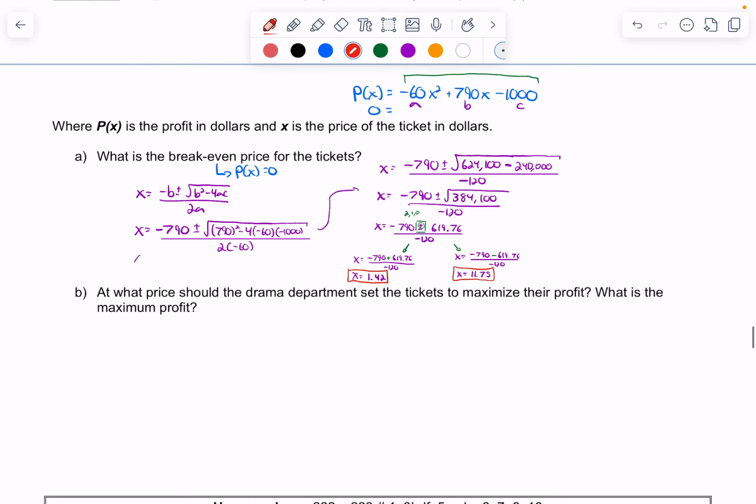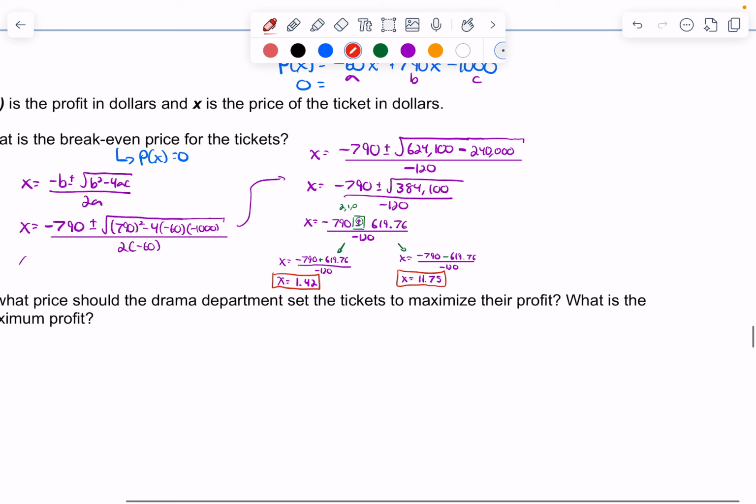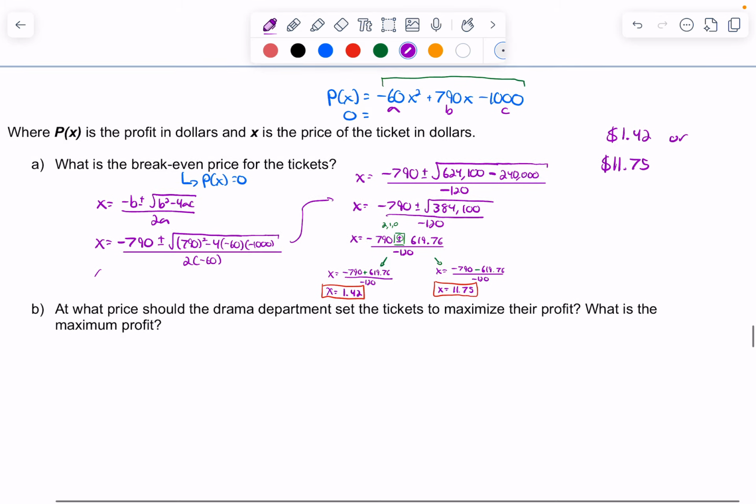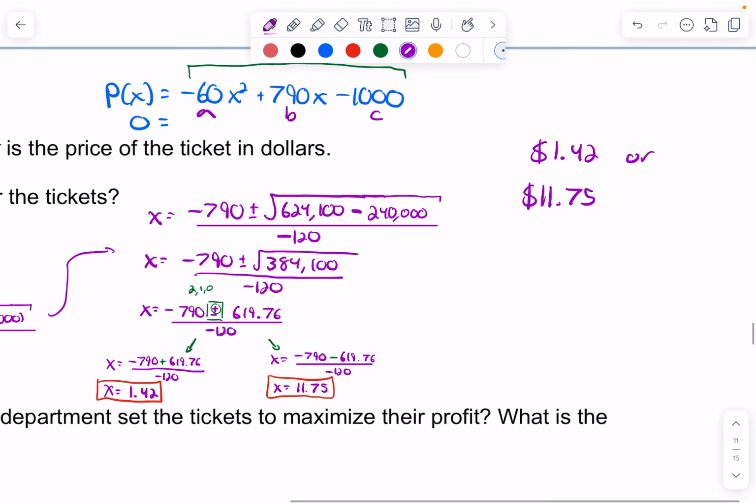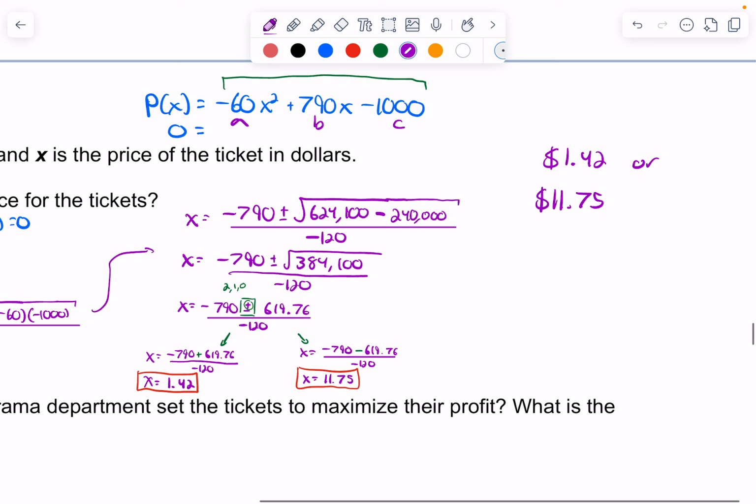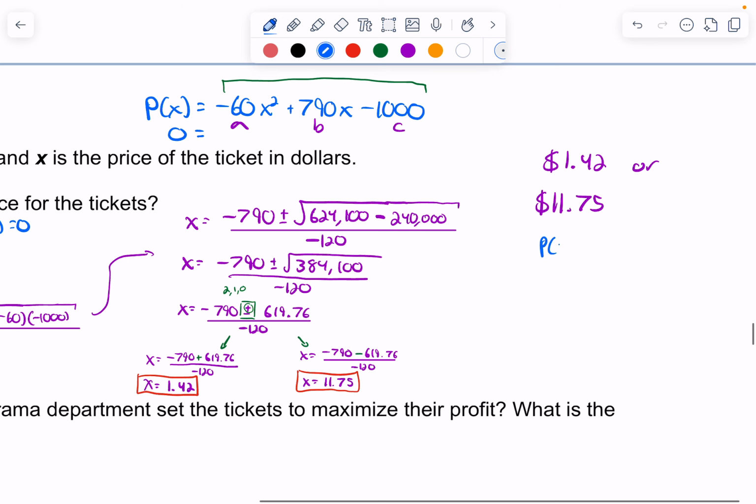Well, in the context of this problem right here, x is the price of the ticket in dollars. What is the break-even price of tickets? Well, you have two break-even points. You can either sell tickets for $1.42 or sell them for $11.75. Right? So what is the break-even price of tickets? Well, the break-even price for tickets is $1.42 or $11.75, because that will give you a profit, P of x, of 0.